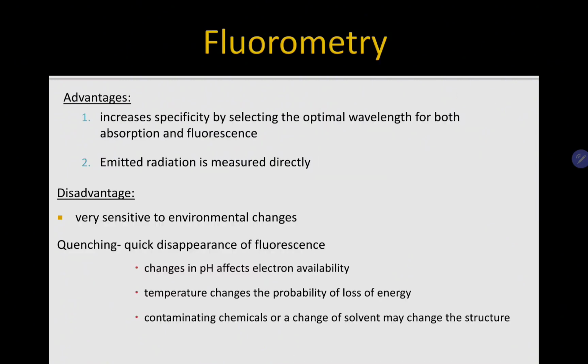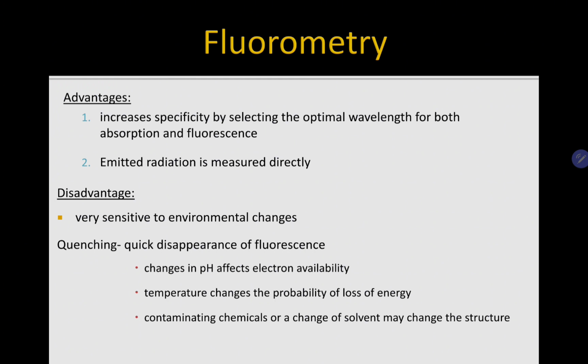Ayan. The advantage of this is it increases the specificity by selecting the optimal wavelength for both absorption and fluorescence, since you can dictate what type of molecule that you want to test. So pwede ninyo mapili talaga yung light na gusto ninyo. Okay, emitted radiation is measured directly, okay, because dumaan na siya ng mga filter. Meron secondary filter or the emission filter. However, the disadvantage of this is very sensitive to environmental changes. Yes po, kasi once na merong stray light na makapasok dyan, since fluorescent siya, they will tend to absorb those light as well. Okay?